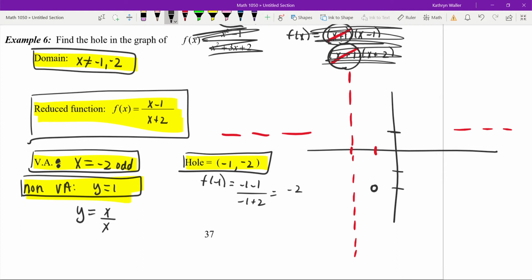I know that this vertical asymptote is odd, so I know one's going to go up and one's going to go down. I also know my end behavior is going to be like this and that like that. It's the middle that I've got to figure out. How many pieces am I going to have to my graph? Tell me that. How many pieces? 2. One on the right, one on the left.